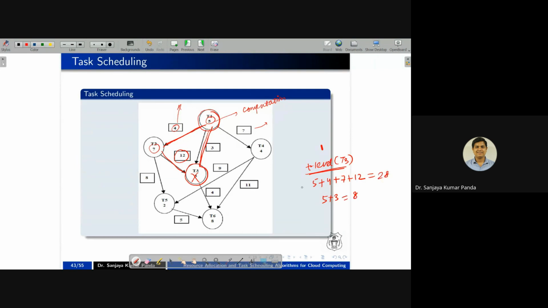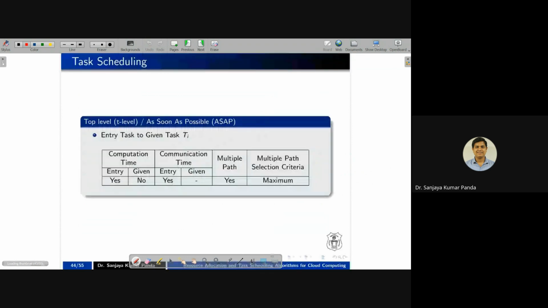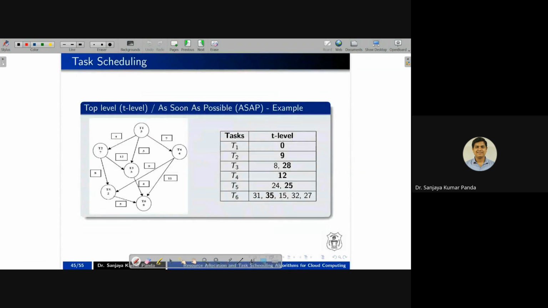If there are multiple paths, you have to choose the maximum one. So the T level of T3 is calculated as 28. Once you calculate the T level of all the tasks, which task has the least T level? T1. So it has to be assigned first.